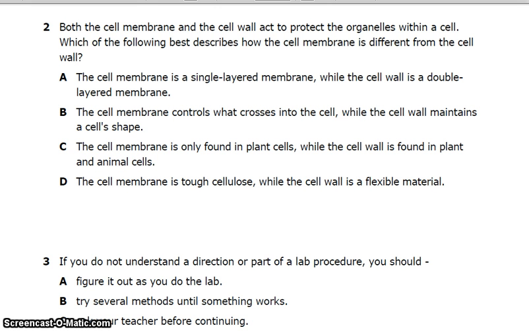Question 2. Both the cell membrane and the cell wall act to protect the organelles within a cell. Which of the following best describes how the cell membrane is different from the cell wall? The cell membrane is a single layered membrane while the cell wall is doubled. The cell membrane controls what crosses into the cell while the cell wall maintains the cell shape. The cell membrane is only found in plant cells while the cell wall is found in plant and animal cells. The cell membrane is tough cellulose while the cell wall is a flexible material.